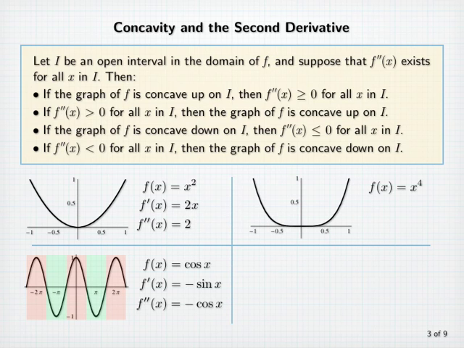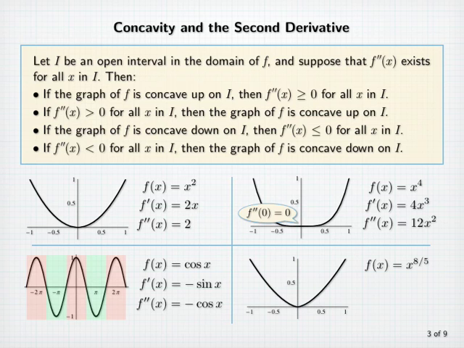Now let's look at f of x equals x to the fourth. F prime of x is 4x cubed, and f double prime of x is 12x squared. Now notice that the graph is indeed concave up, but f double prime of 0 is equal to 0. This is why we can only conclude that f double prime of x is greater than or equal to 0 when the graph of f is concave up.